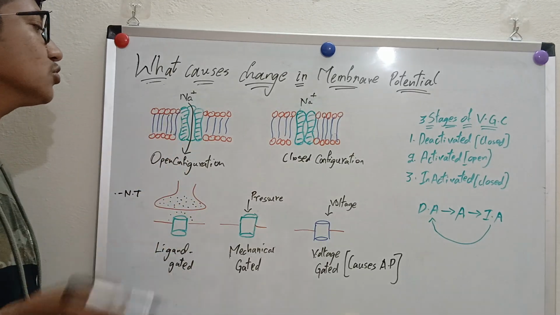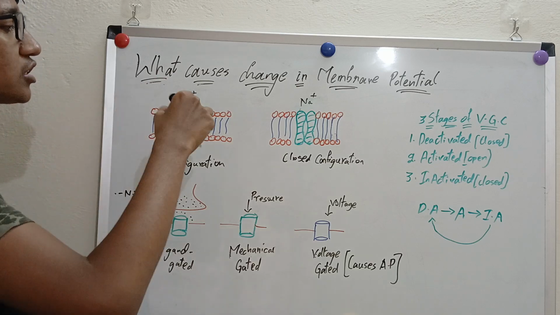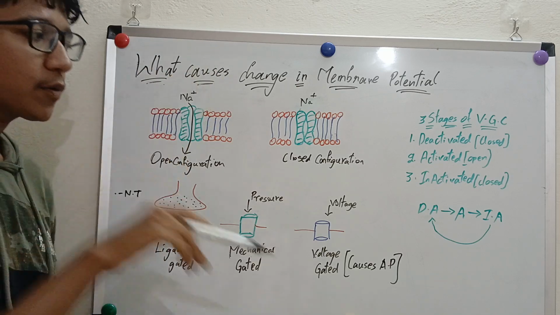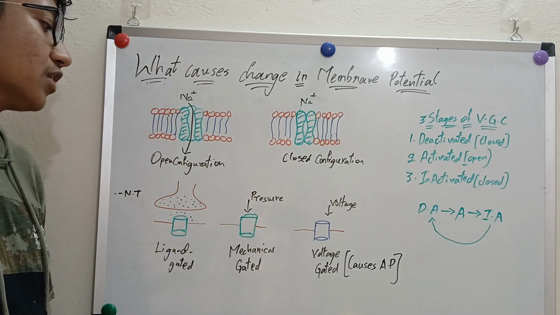Say if it is sodium, the ion will rush into the cell causing depolarizing potential. If it is potassium, the ion will rush out of the cell causing hyperpolarizing potential. If it is chloride, the ion will rush into the cell causing hyperpolarization.